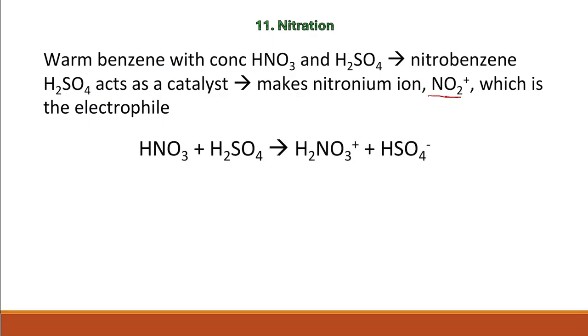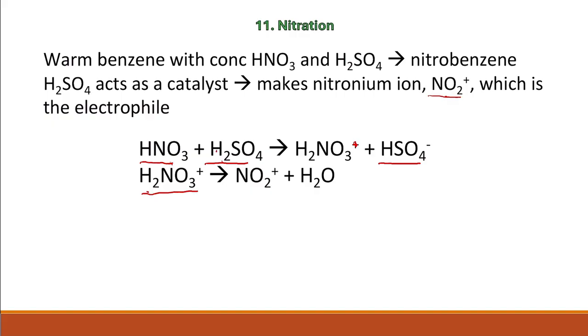So how is the nitronium ion generated? You have nitric acid reacting with sulfuric acid, which will give you H2NO3+. So a proton has moved from the sulfuric acid to the nitric acid, and HSO4- is an ion from the sulfuric acid. And then this generated positively charged compound H2NO3+ will break down to give you the nitronium ion, which is NO2+, and water.